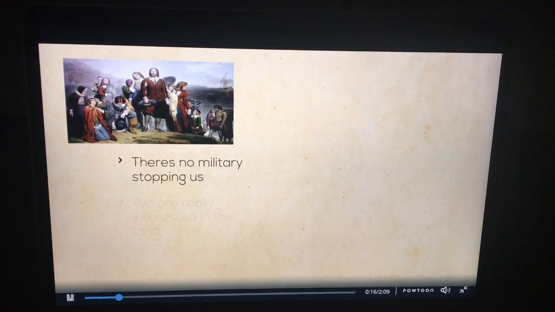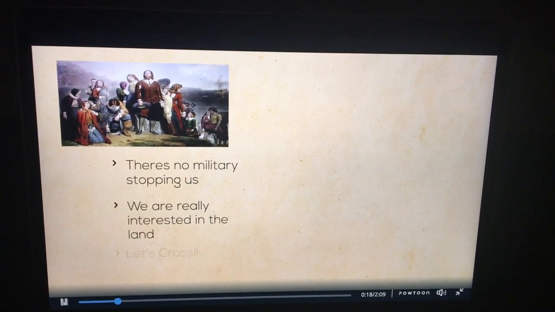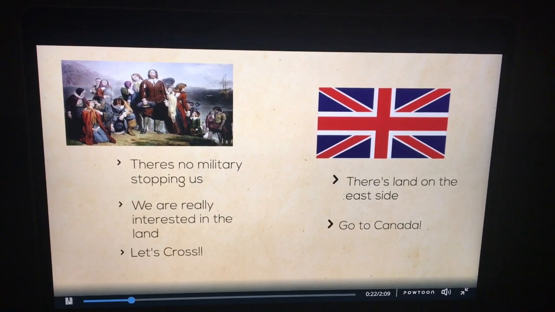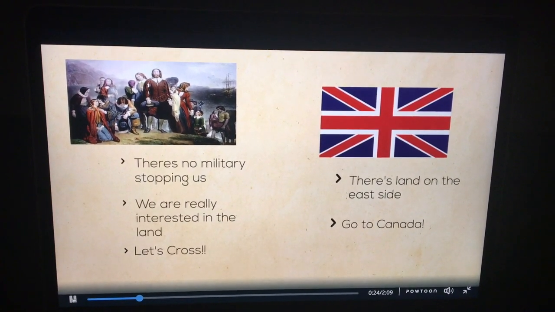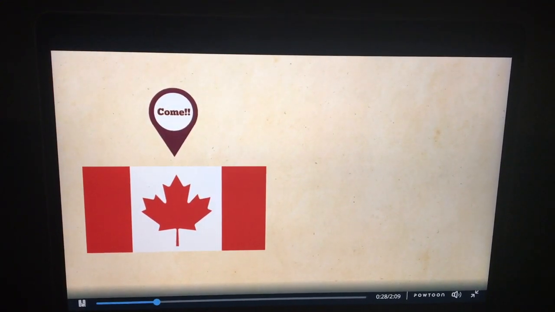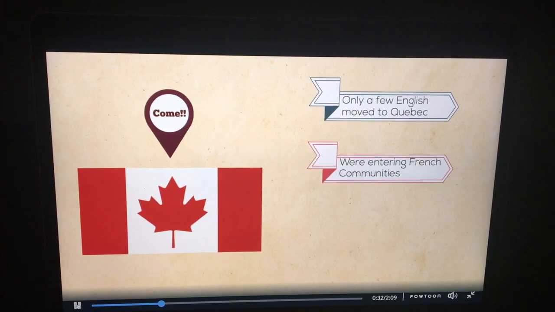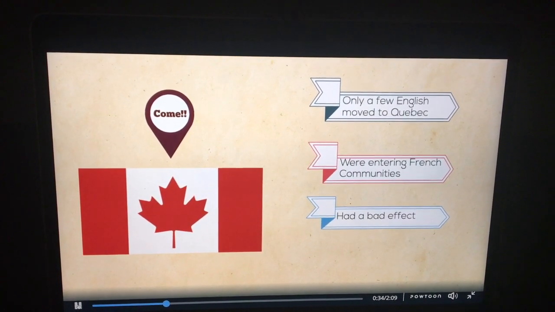With minimal military presence and the high enthusiasm Americans had for venturing out west, many people settled without regard for the law. The British claimed that there was enough land east of the proclamation line and in Canada. After gaining control over Quebec, Britain encouraged colonists to move and help strengthen the economy there. Only some British colonists actually moved to Quebec, and their presence in the heavily French-populated community proved to do more harm than good.